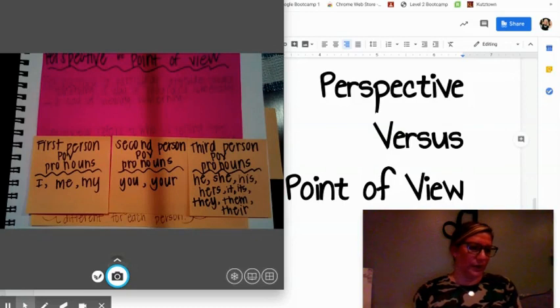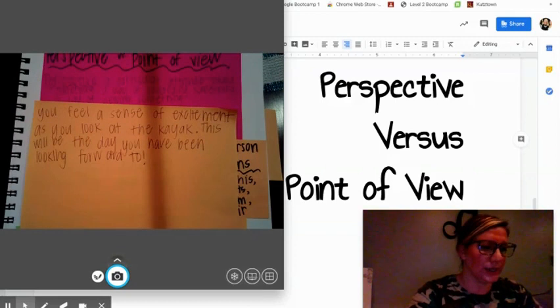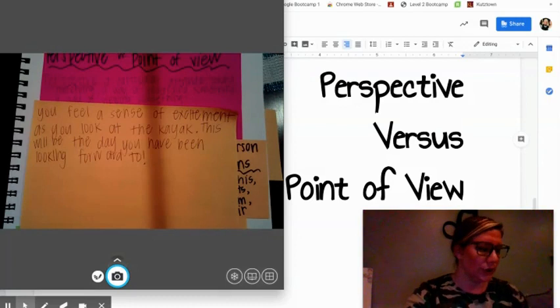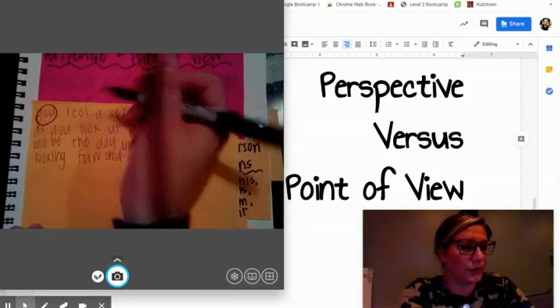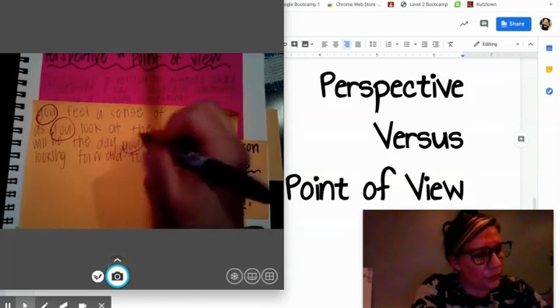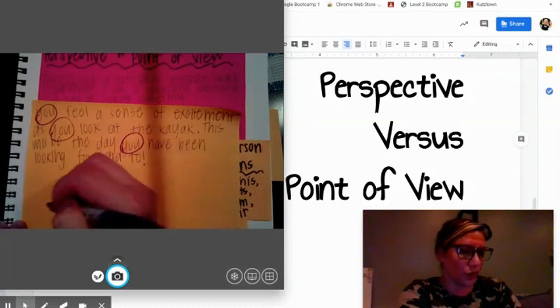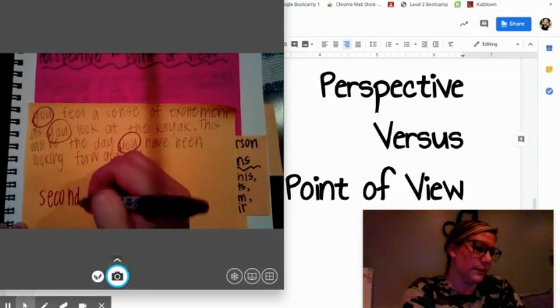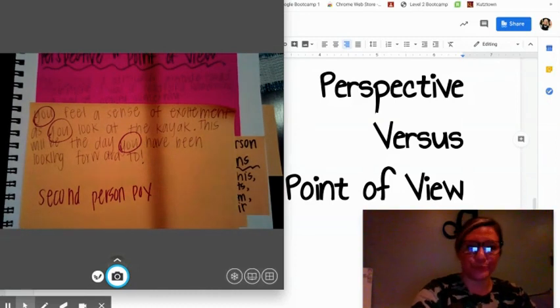Okay, the second one reads, you feel a sense of excitement as you look at the kayak. This will be the day you have been looking forward to. So again, I'm going to see if I can find some pronouns to help me figure out what the point of view is. I'm seeing you, you, you have been looking forward to. Okay, I see you 3 times. So you tells me that they're trying to draw the reader in. So that would be that second person point of view.